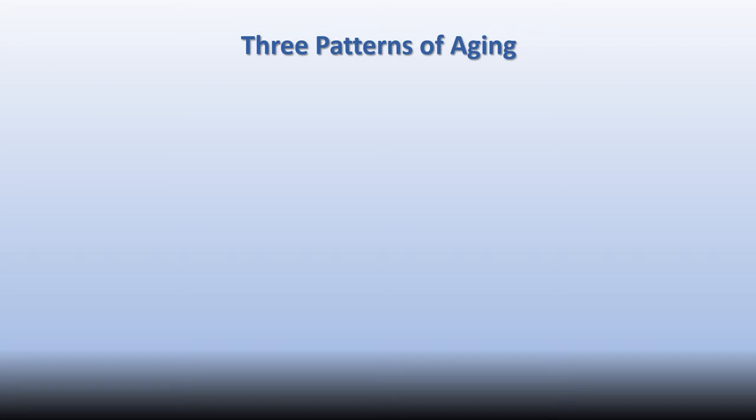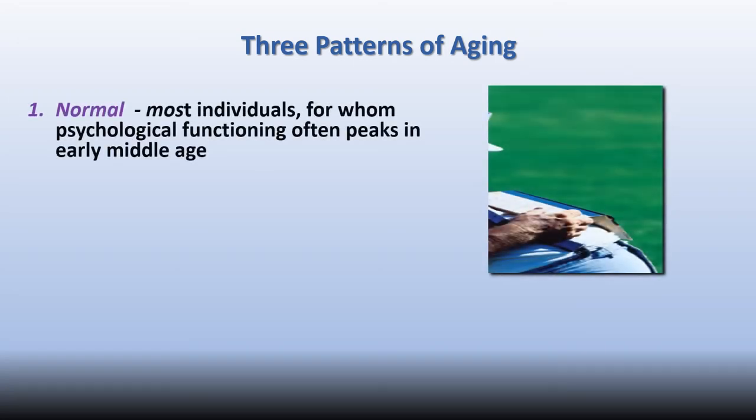So in this first chapter, it talks about what they call three patterns of aging, just to give a little heads up. So there's normal, there's not normal in a negative sense, and there's not normal in a positive sense, right? So they just call it normal, pathological, and successful.